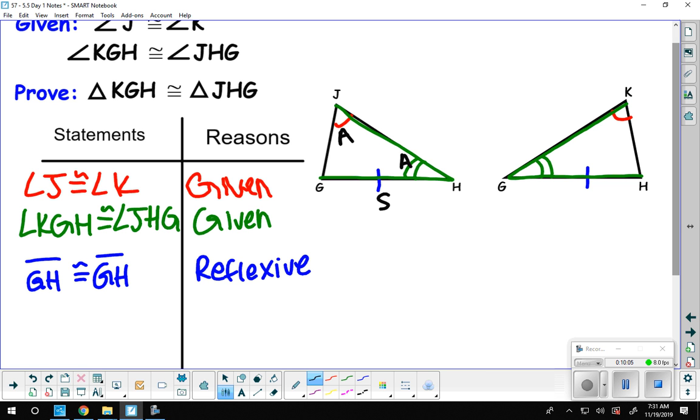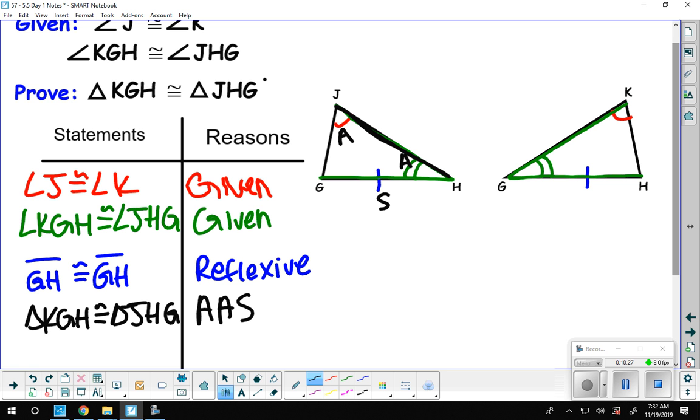You want to ask yourself, is this the side that connects the two angles? And no, it's not. So that's not the included side. So therefore we know that it's angle, angle, side, right? It's not the side in between the two angles. And that's how we can prove that triangle KGH is congruent to triangle JHG.